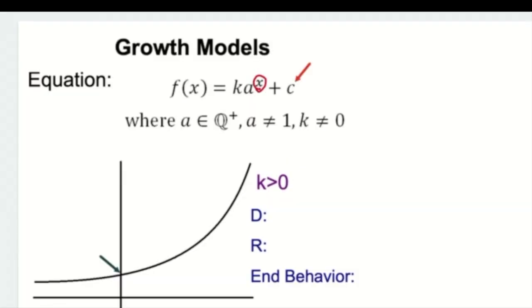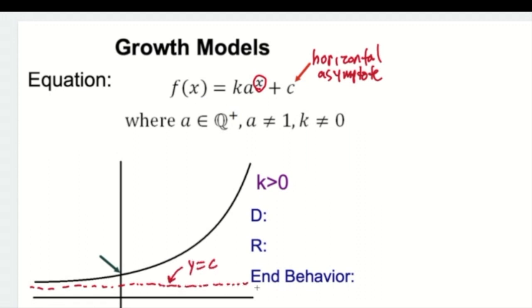Two main parts of the exponential function. You see this red arrow is c. C represents your horizontal asymptote. What I mean by that is if I draw a little line here, you'll see that this graph doesn't cross this line. And the equation of this line would be y equals c, because y represents a horizontal line. So this graph does not go below that line.